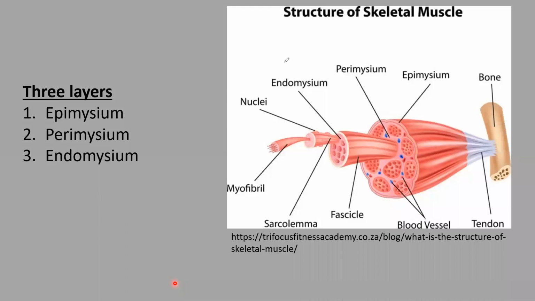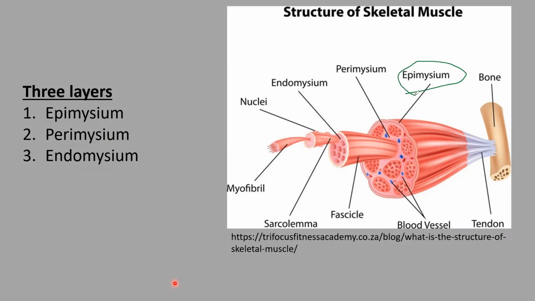Yeah, we were discussing the function of muscle last class. Today we will see the skeletal muscle, the structure of skeletal muscles. There are three layers: epimysium, perimysium, and endomysium.